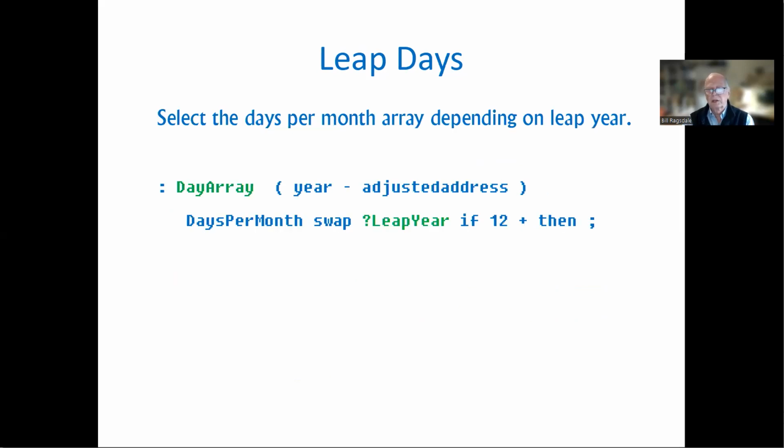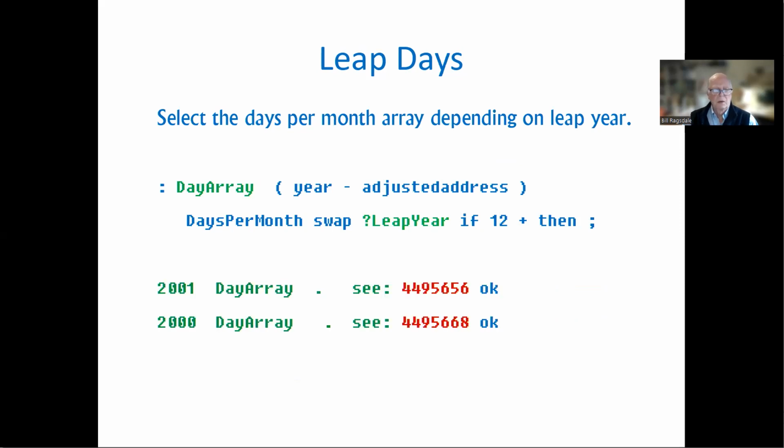To be able to select from that array, we have a simple word called day array. In this case, we access that days per month we just saw, do a check to see if it's leap year. If it's leap year, we add 12 to it, which just gets us into the byte array at the leap year portion. As a test on that, 2001, we apply day array to that, and we get the address ending in 5656, which is not a leap year. And then for 2000, which is a leap year, we get the address ending in 668, which miraculously enough is 12 bytes later.